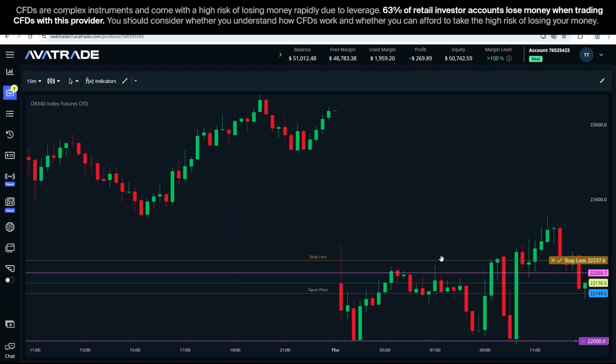So you can do this at any time. You can come back and you don't have to manually type in the new stop loss price. You can left click and drag and, as you look at the candle formations, get your stop loss where you want it.